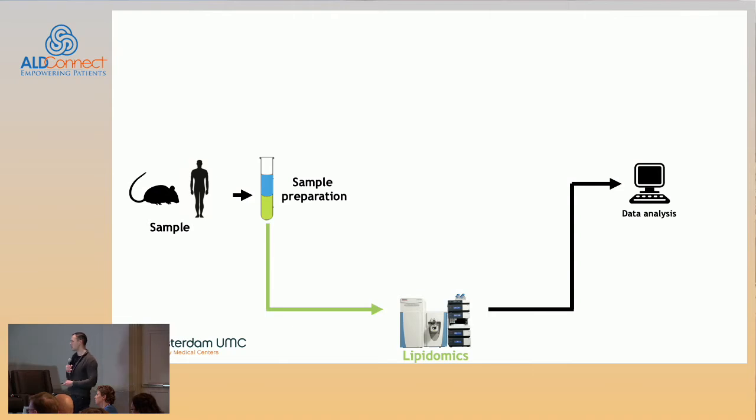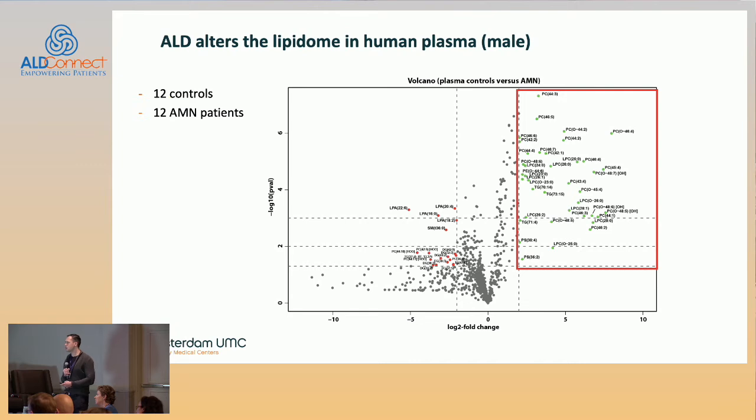Now when we consider our lipidomics pipeline and apply it to ALD samples, it looks something like this. This is lipidomics analysis on ALD plasma, in this case males, where we compare 12 controls versus 12 AMN patients, plotted in a volcano plot. A volcano plot plots the fold change versus the significance, meaning here in the top right, these are all compounds that are significantly increased in ALD patients.